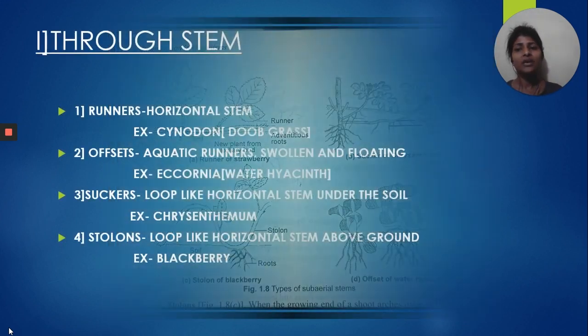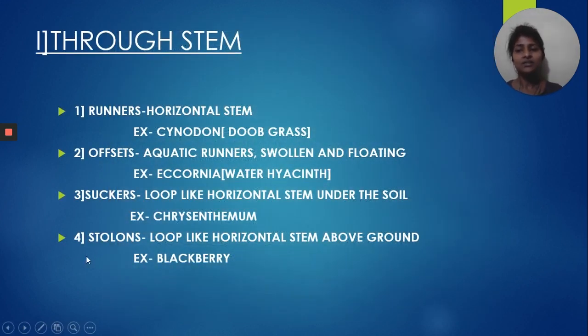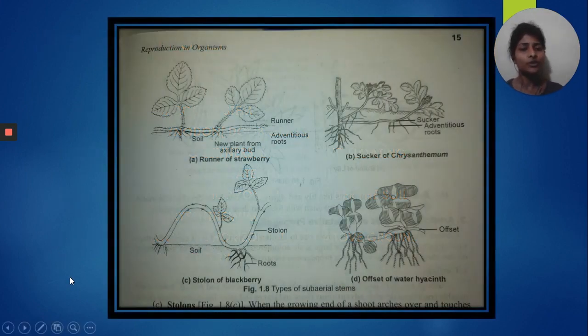The third type of subaerial stem you can see here is the suckers. These suckers are also a type of horizontal stem which runs parallel but forms a loop just under the soil. For example, chrysanthemum. Inside the soil they also have some nodes, and those nodes help in the formation of new plants.